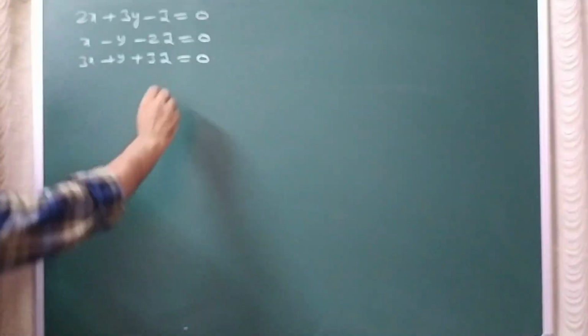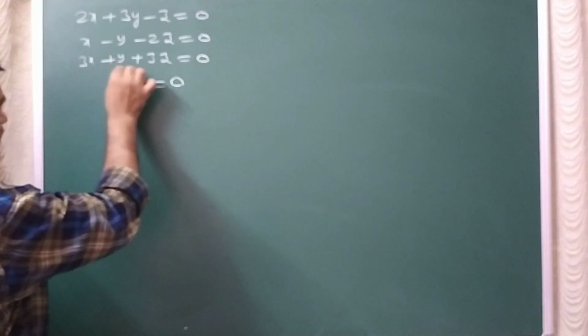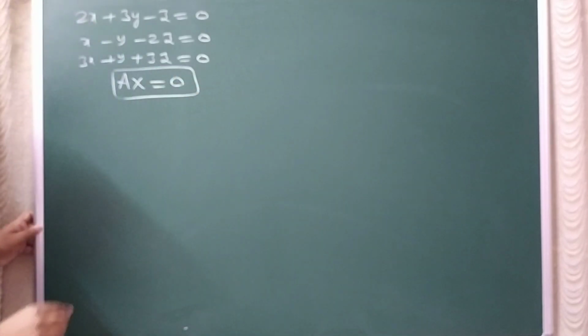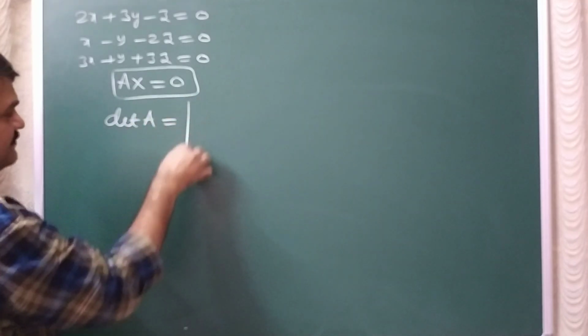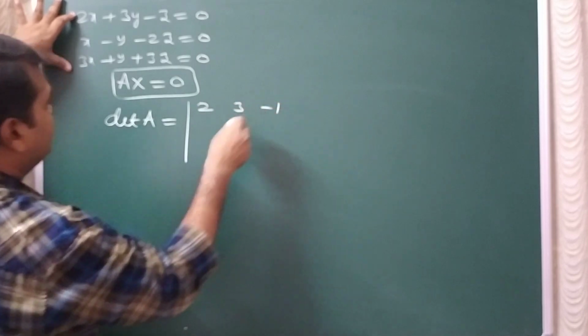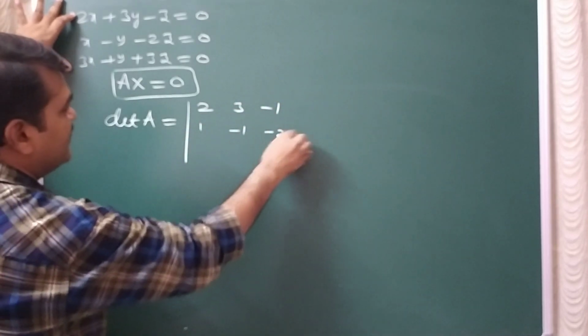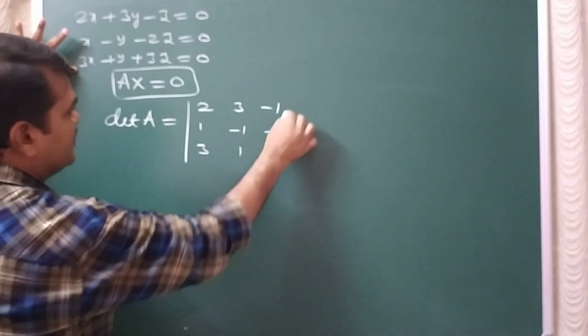The matrix form of the given equations is Ax = 0, you know very well. I will find det A directly. Let me see, what is the coefficient matrix here? 2, 3, -1; 1, -1, -2 from the second equation; 3, 1, 3 from the third equation. I will find det A.